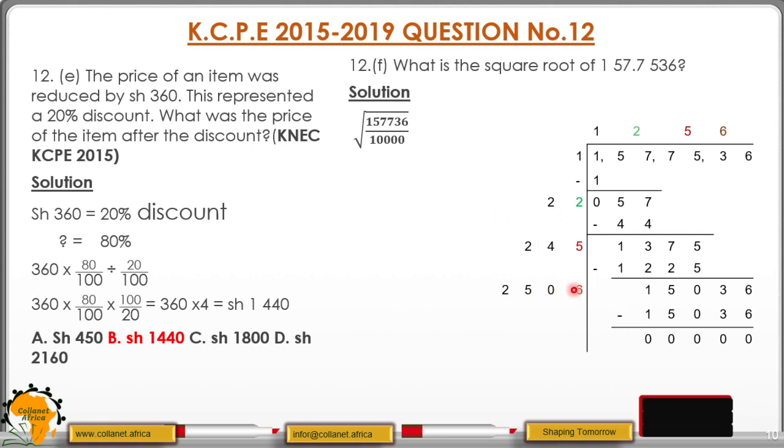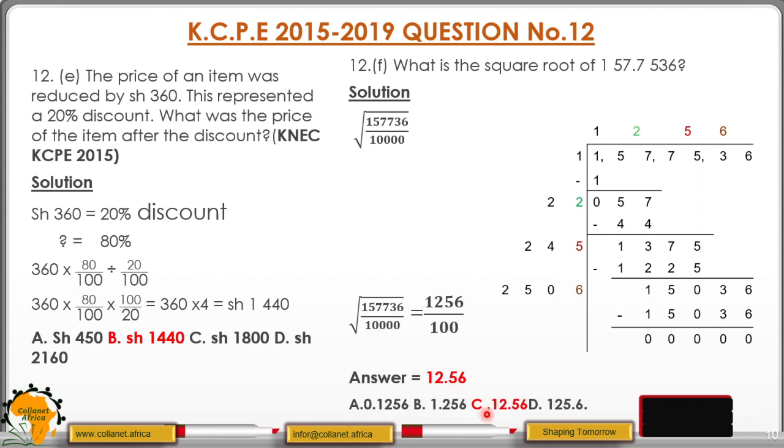So it will be 2,500 and something. The something here should be the same as what we have here. In this case, it was 6 and 6. So when you multiply 6 with 2,506, you get 15,036. So this one will give you a 0. So the square root of this number is 1,256. Divide now by 100 because the square root of 10,000 is 100. So our answer is 12.56.